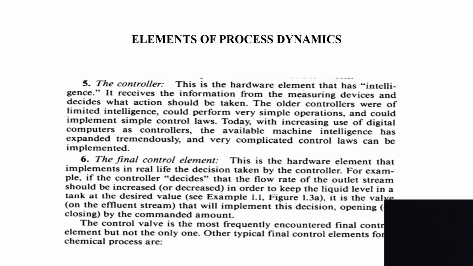It receives the information from the measuring device and decides what action should be taken. Nowadays there are digital controllers available, and computers are going to act as controllers. The next element is the final control element. We call that the hardware element that implements, in real life, the decision taken by the controller. For example, the flow rate of the outlet stream should be increased in order to keep the liquid level in the tank. So we call the control valve the final control element.